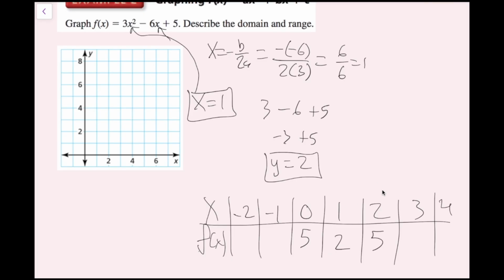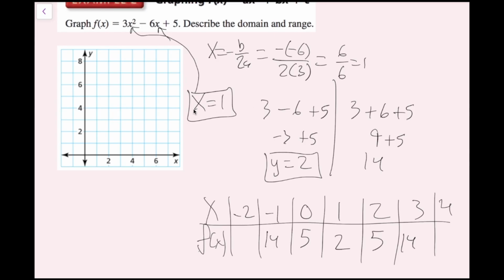Okay, now I can either plug in 3 or -1. I'm going to plug in -1. So if I do this again, I get -1 quantity squared is 1 times 3 is 3. And then -6 times -1 is +6. And then +5. Well, I'm going to get 9 plus 5. That'll be 14. That's not going to fit on my graph, but I'm going to put it here.